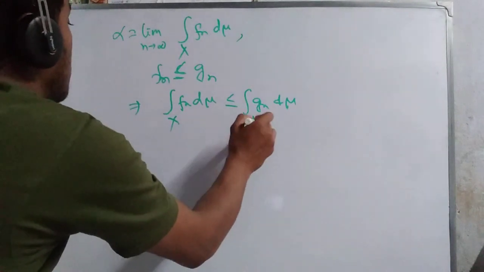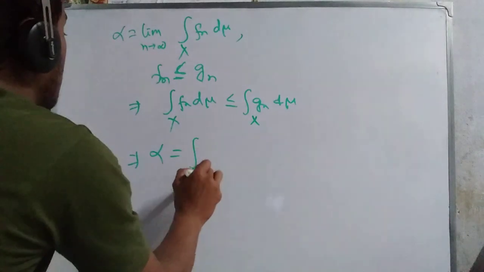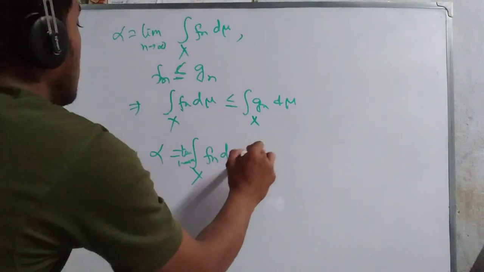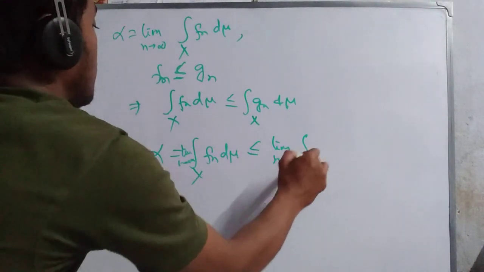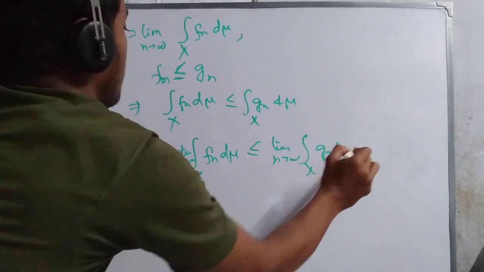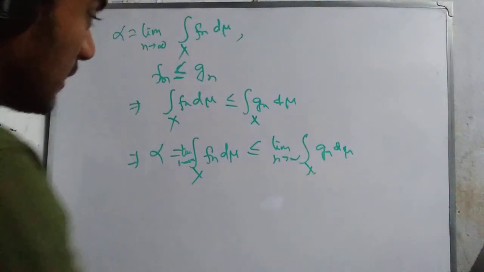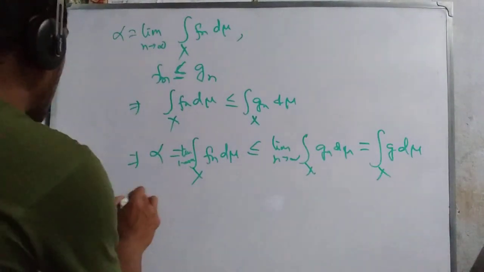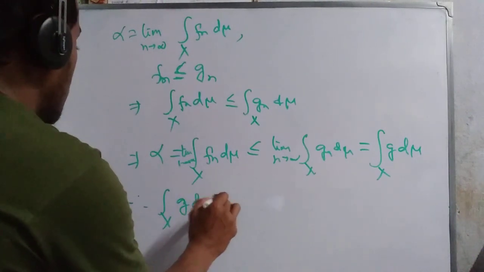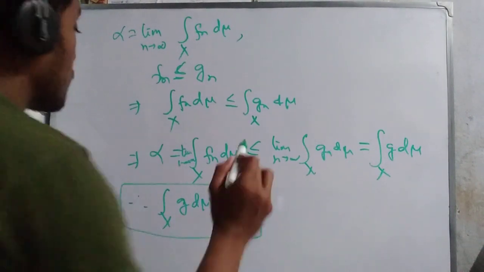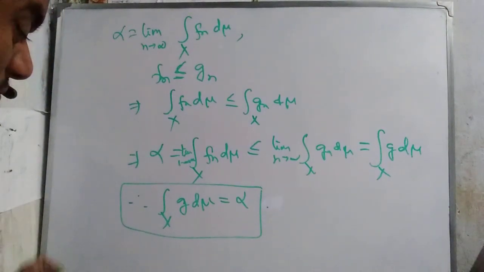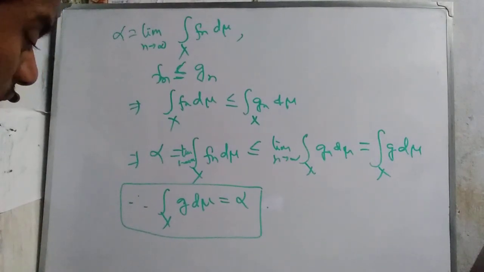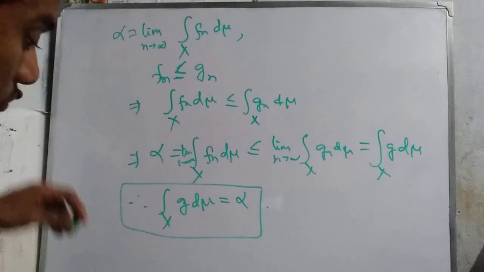Then alpha equals the limit as n tends to infinity of the integral over X of fn d mu, which is less than or equal to the limit as n tends to infinity of the integral over X of gn d mu. This equals the integral of g d mu with respect to x, and so we get that the integral over X of g d mu equals alpha.